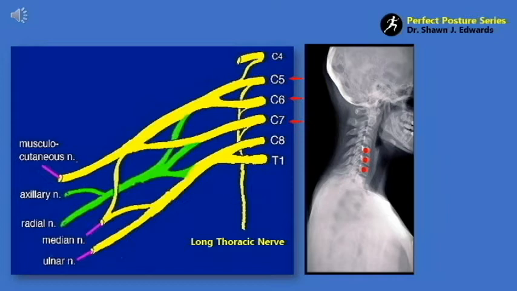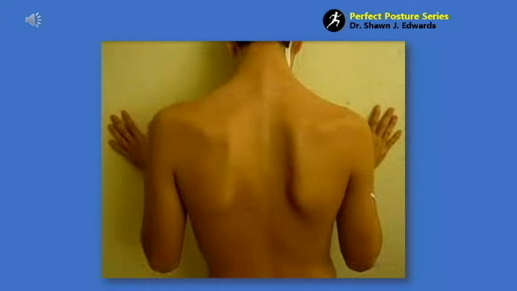It is easy to see why so many patients have a weak serratus anterior and winging shoulder blades. A weak serratus anterior muscle or compromised long thoracic nerve will present as pictured. A primary function of this muscle is to hold the shoulder blade flush against the thoracic cage. Weakness will reveal a winged scapula appearance, which is very common.